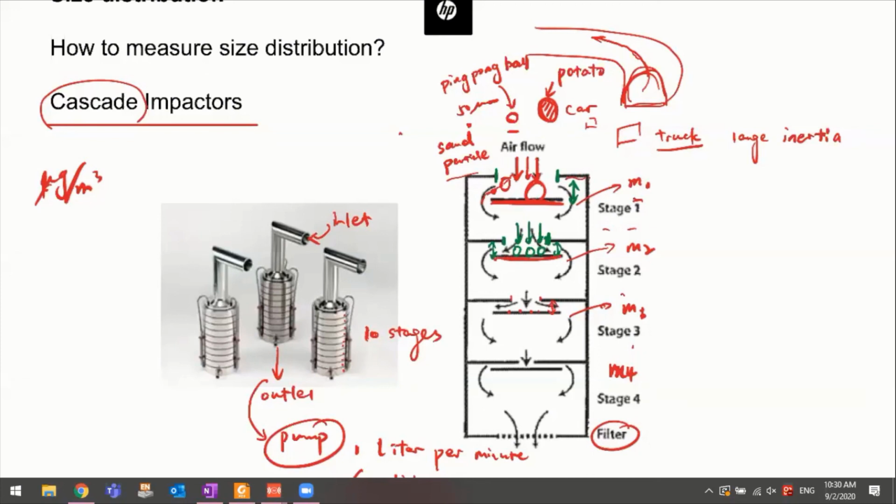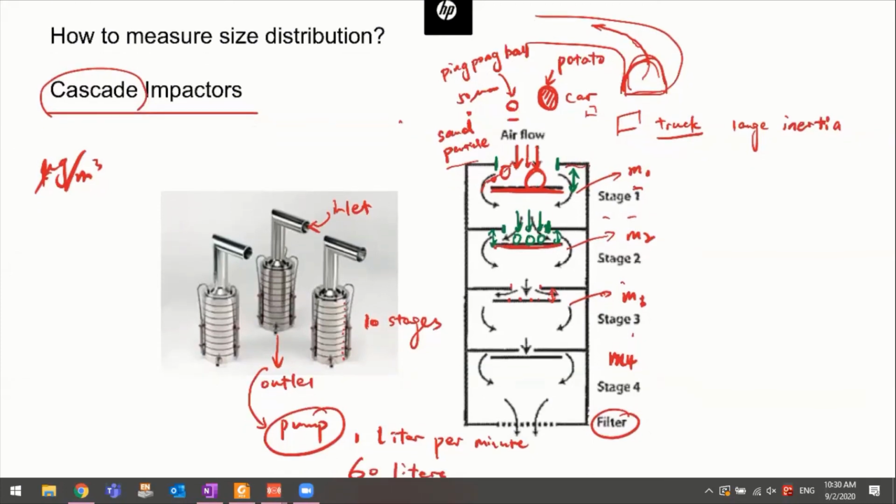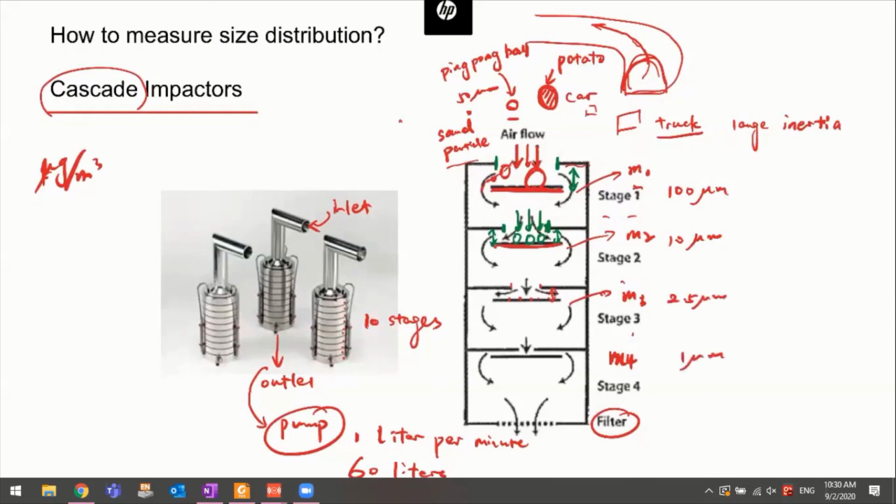And generally for these impactors, they have to be operated at fixed flow rates and also fixed temperature, right? Because of that, for each stage, we can calculate the size of the particle that will get collected. So for example, the first stage will collect particles that are above 100 micrometer. Second stage, let's say 10 micrometer. Third stage, 2.5 micrometer. Fourth stage, 1 micrometer.